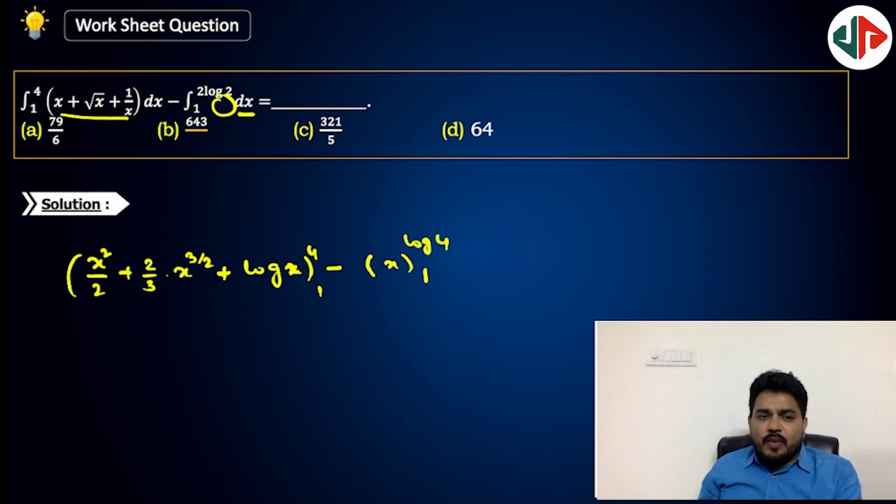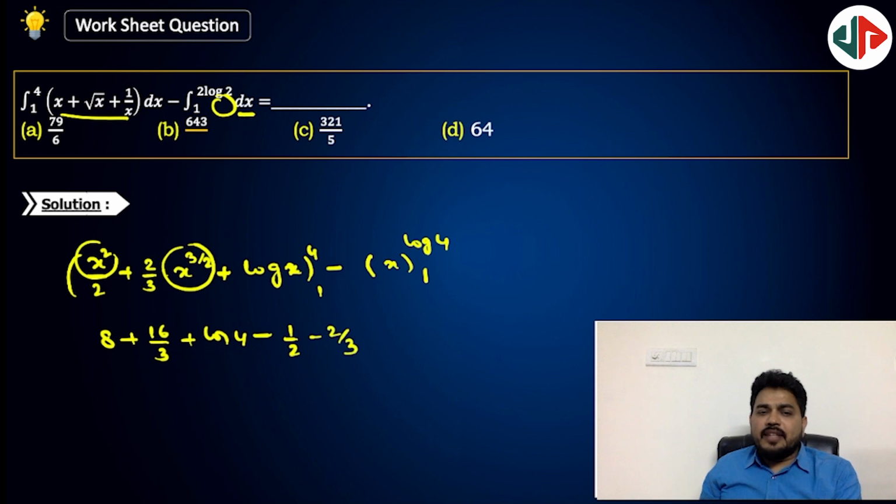So what happened when you substitute 4: 16 by 2, 8, plus this value is 8. Okay, 8 into 2 by 3. So 16 by 3 plus log 4 minus 1. It is 1 by 2 minus 2 by 3. When you substitute, value will be 0. This is minus log 4. Okay, minus of minus plus 1. Log 4 cancels. You simplify the remaining thing, you are going to get the answer.